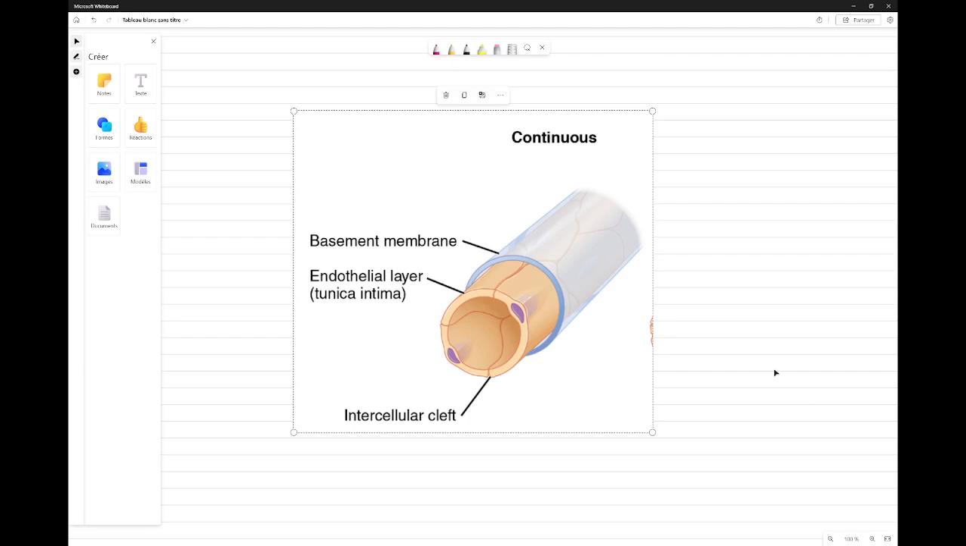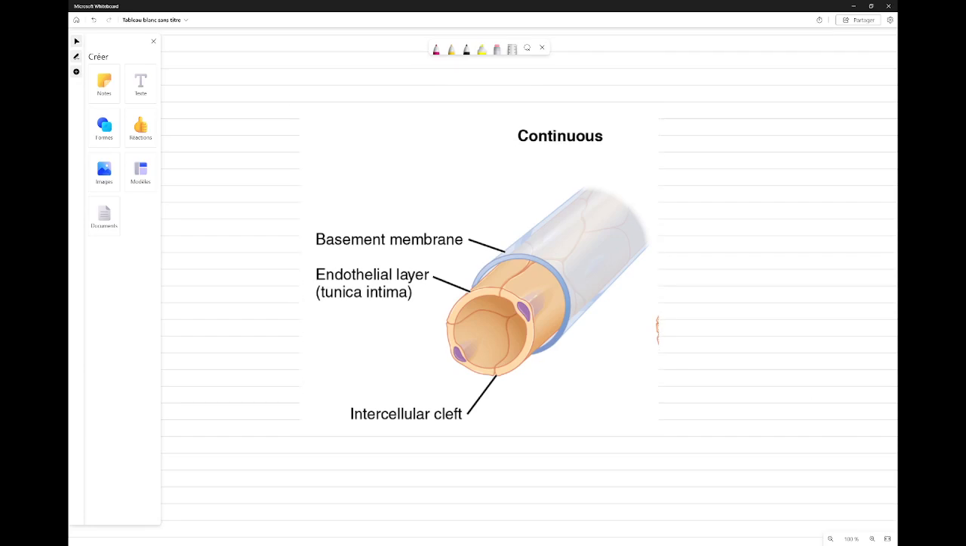For the structures of capillaries, though, the capillaries really only have one layer, and that is an endothelial layer, which is the tunica intima only. And it has a basement membrane, so it has a membrane around it to enclose the tunica media.